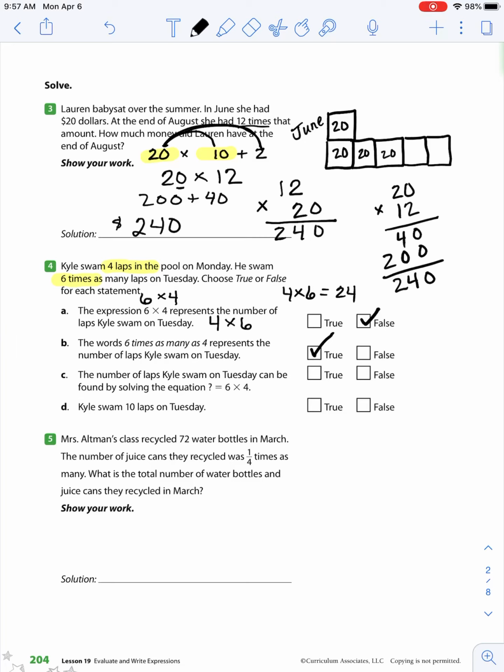The number of laps Kyle swam on Tuesday can be found by solving the equation 6 times 4. Can we find that answer? Yes, technically we can.